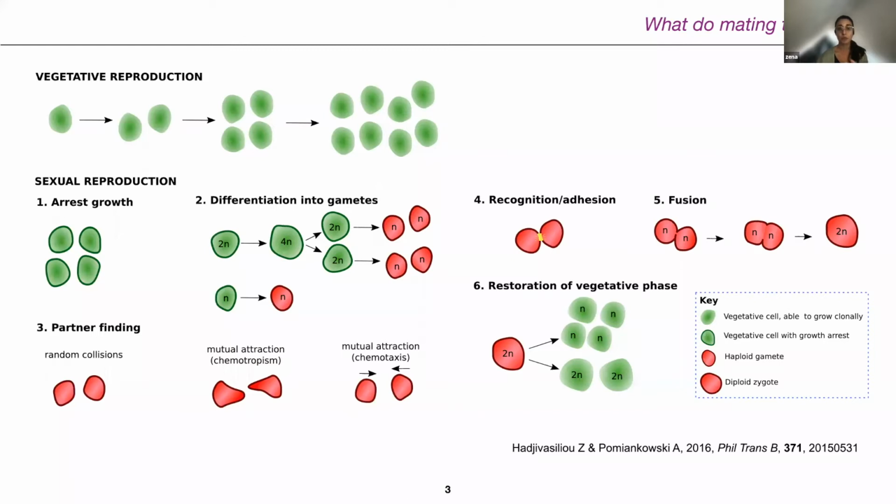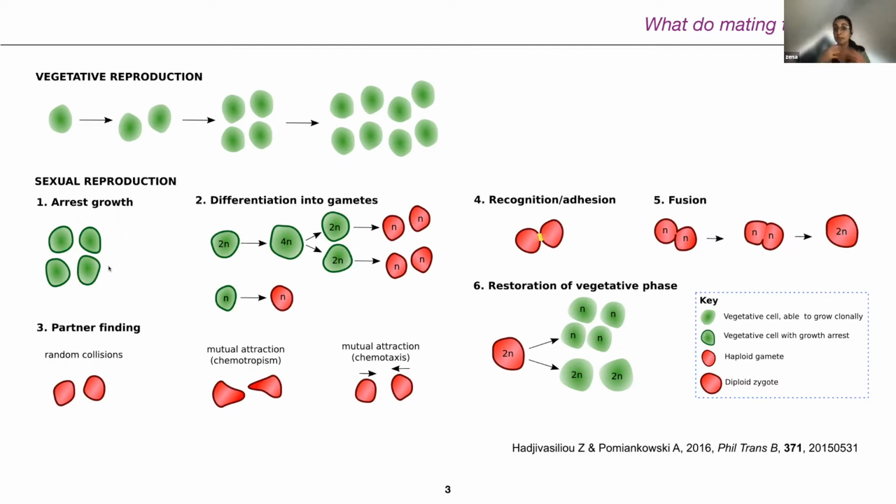For all of these steps to take place robustly and efficiently, there's a lot of communication that has to happen between cells, both between the two cells that are actually mating and at the population level. For example, the entry into gametogenesis, this phase of arresting growth and becoming sexually competent cells, requires cells to sense the presence of conspecifics in the environment, to know that there are potential partners to mate with once this differentiation step takes place.